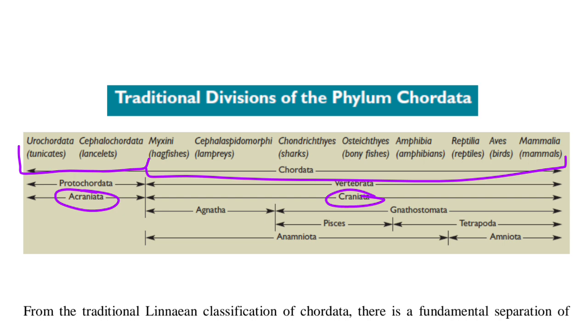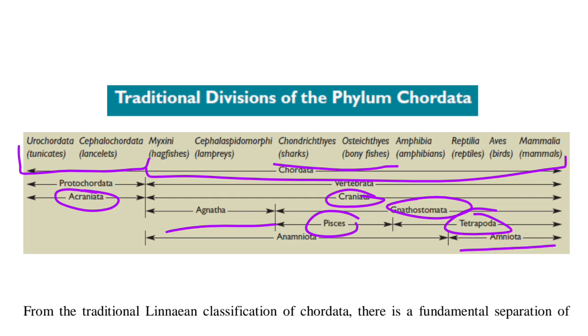Now, this is the agnatans that I was talking about, hagfish and lampreys, and this is the gnatostome that I was talking about. You understand? This is gnatostome based on the presence of jaw. And Pisces, I've already mentioned, that is osteochite and chondrochite. They are Pisces. Tetrapod, they are the ones that are having 4 legs. Now, we have amniota and anamniota.